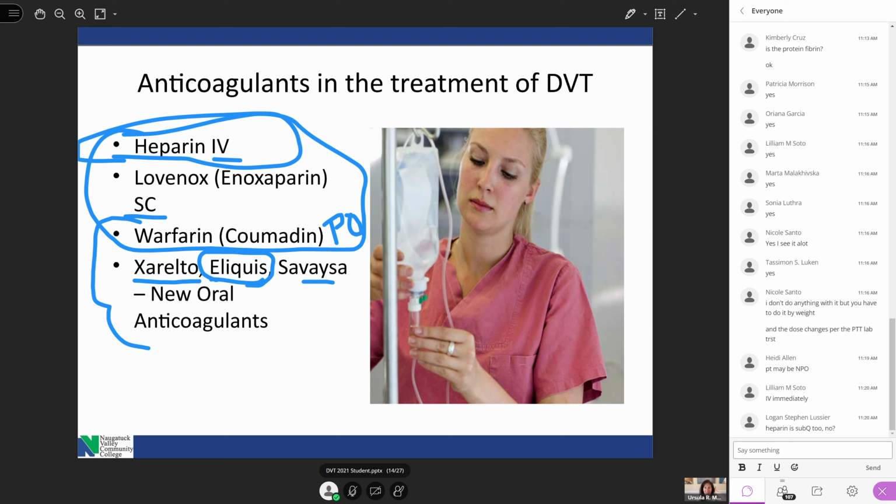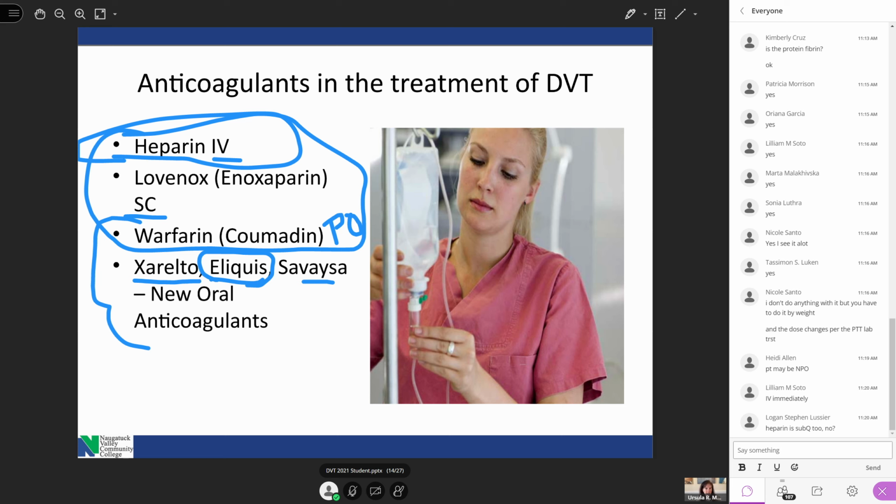Once they're anticoagulated, therapeutic I should say, we're going to put them on something to go home. They can't go home on the IV. So depending on the patient, we might put them on Coumadin. Coumadin is phasing out. Doctors don't want to use Coumadin, and there's a lot of reasons why. We're going to talk about the pros and cons of these meds because you need to know them.